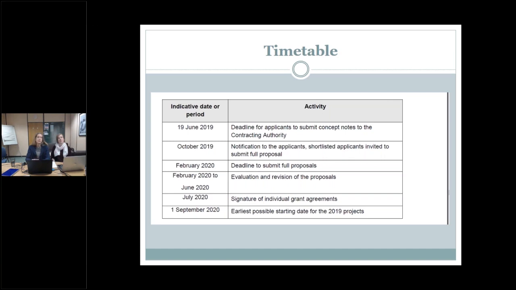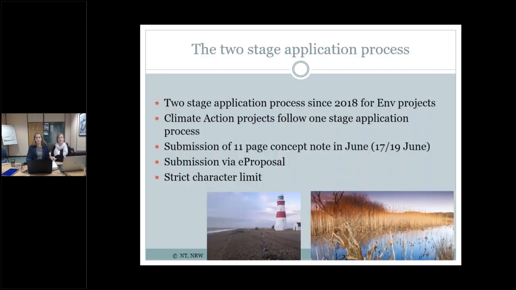The Commission then will evaluate the stage 2 applications between February and June 2020, and you will receive feedback in May, June 2020 if your project has been awarded funding. Grant agreements will be signed by July 2020. So the earliest possible starting date for a 2019 project is the 1st of September 2020.